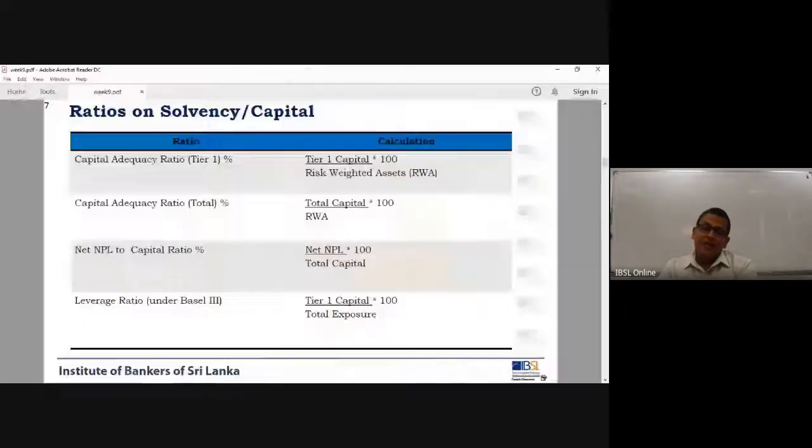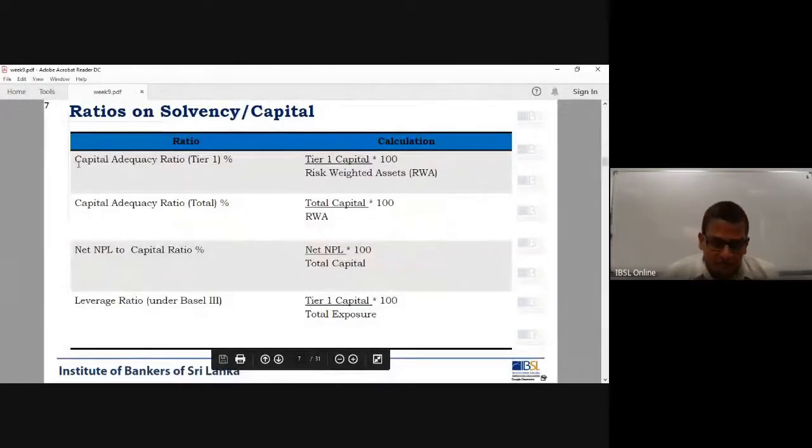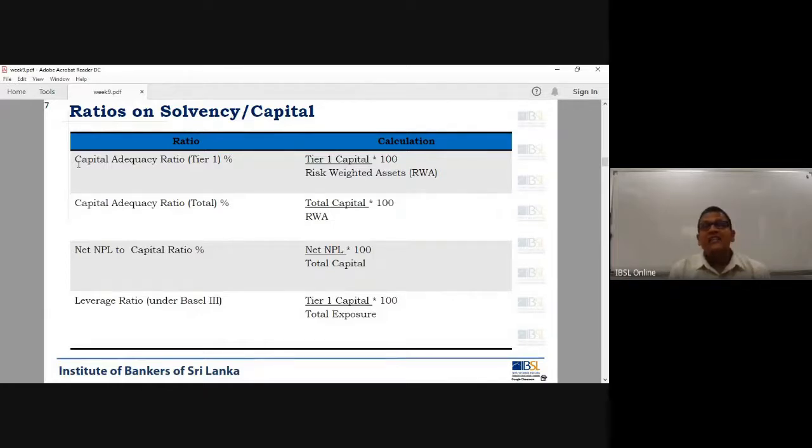Okay, one or two people asked me, "Sir, please explain the capital adequacy ratio." They have mentioned like that. So I am giving some more explanation. Actually, in the banking industry, based on the Basel Accord, there is a Bank for International Settlements in Switzerland.